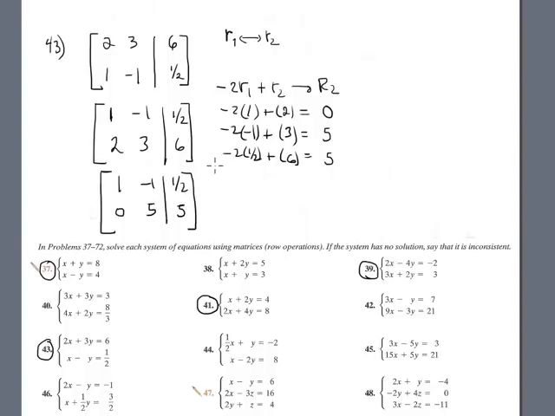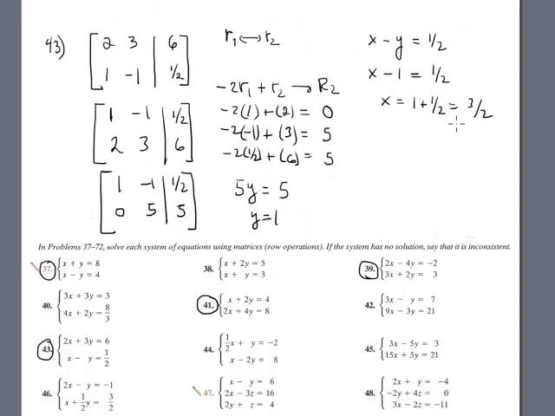And now the last equation is 5y equals 5. Therefore, y is equal to 1. And the first equation is x minus y equals 1/2. X minus 1 equals 1/2. X is equal to 1 plus 1/2, which is 3/2. And then the solution is (3/2, 1).